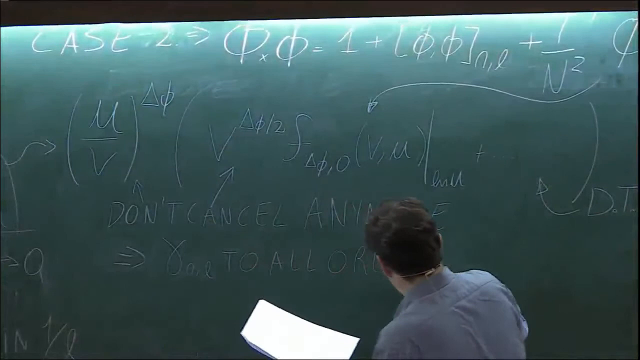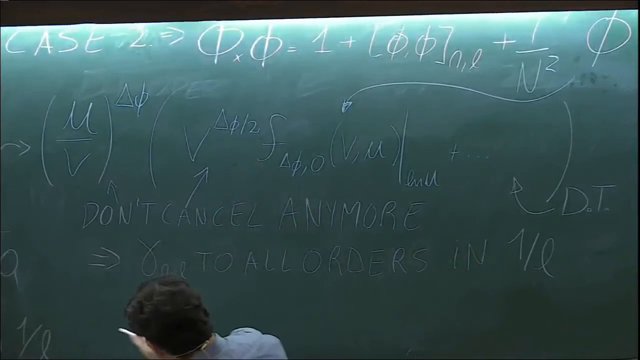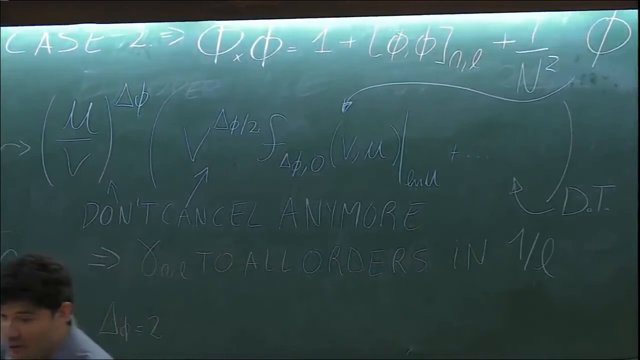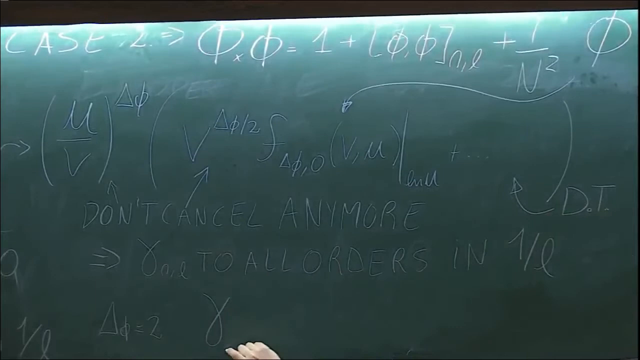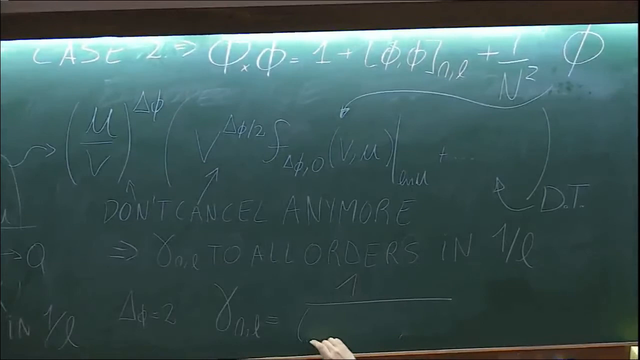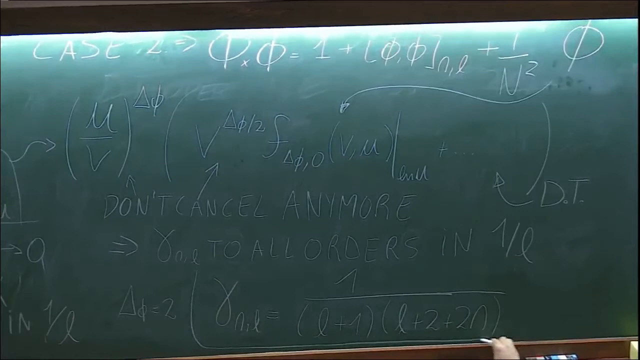in 1 over L. And just to give you a flavor of the kind of things that one finds, for instance, if you have delta phi equals 2, the computation is very similar to the one we already did in our toy model. You look at the first 2, 3 terms, and you can guess gamma_n,L. And gamma_n,L is actually beautiful. It's 1 divided by (L plus 1)(L plus 2 plus 2n). And we have computed this without doing a single Feynman diagram.